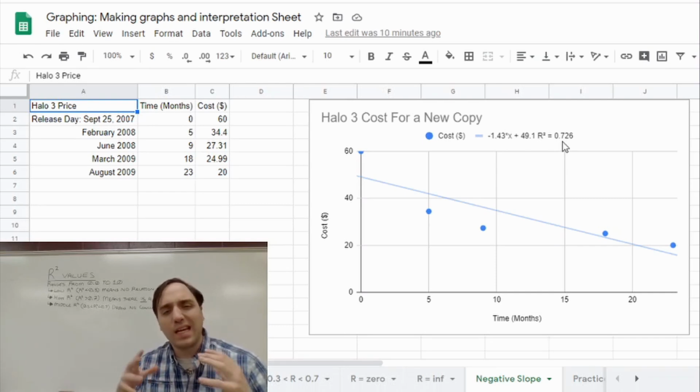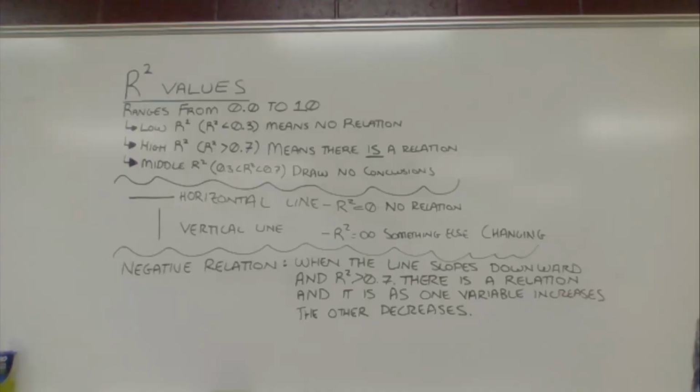These are your three kind of oddball scenarios. But let's go ahead and kind of summarize them again on the board, and then we're done. R squared values range from 0 to 0.1. A low R squared of R squared less than 0.3 means that there's no relation between your variables. A high R squared greater than 0.7 means there is a relation. The middle R squared, between 0.3 and 0.7, you draw no conclusions.